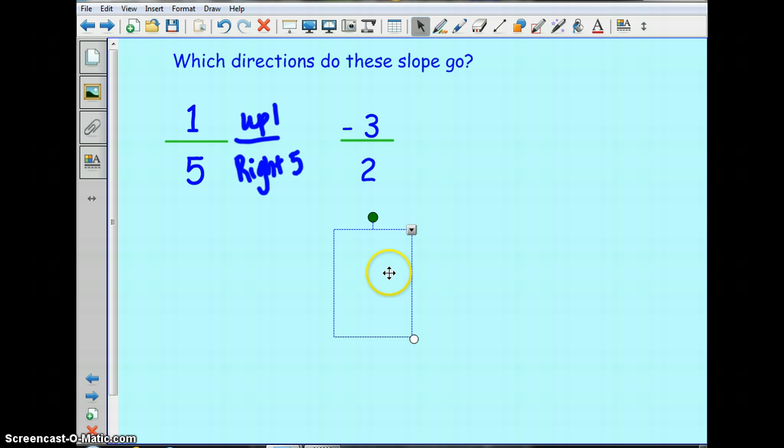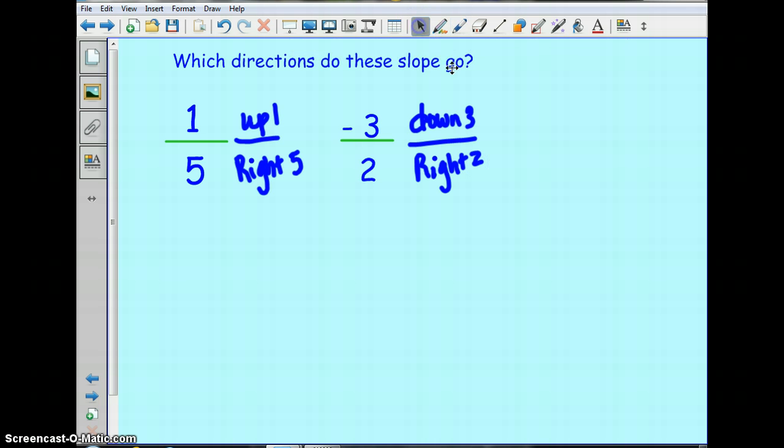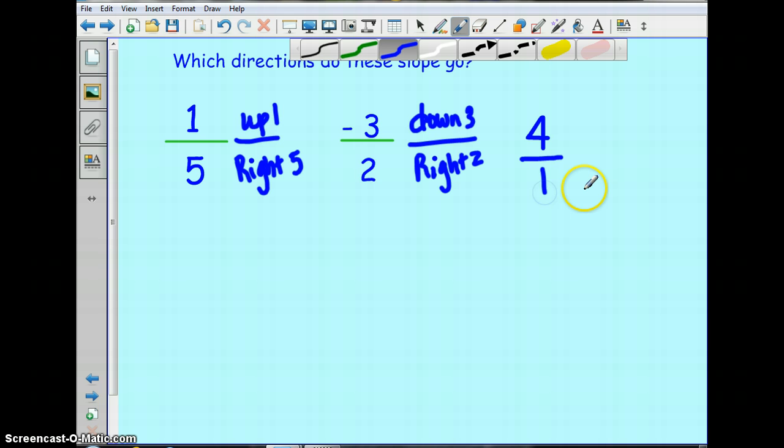The next one, negative 3 over 2. Down 3 and to the right 2. What about just a 4? Well, we don't have a numerator, or we don't have a denominator, do we? Well, anytime you have whole numbers, we always put in the denominator a 1. So this is technically 4 over 1, so it's telling us to go up 4 and to the right 1.